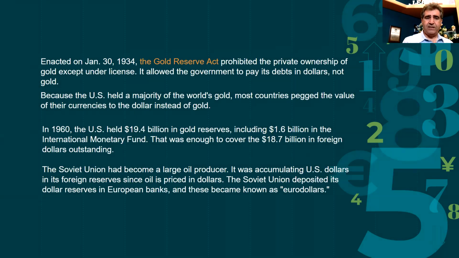Now, enacted on January 13, 1934, we had the Gold Reserve Act, which prohibited the private ownership of gold except under license. So it allowed the government to pay its debt in dollars, not gold. So that gave them that freedom. Let me share a little story.